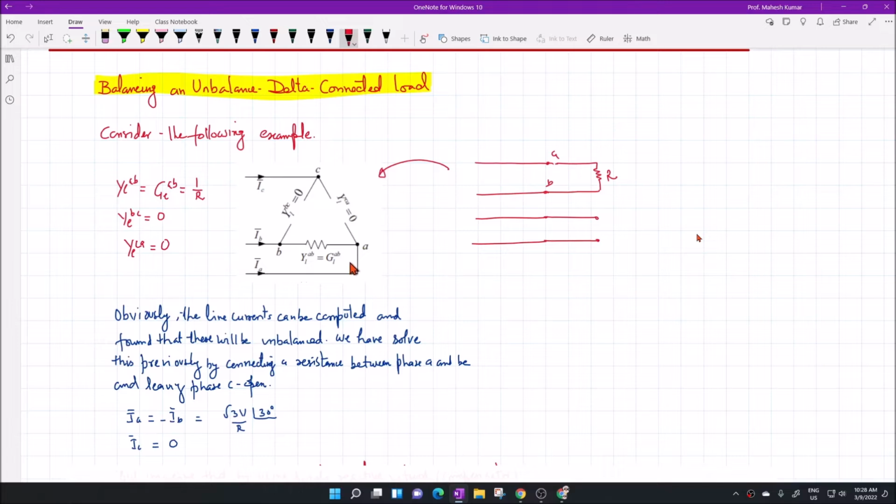We can think of a delta connected load where a resistance is connected between points A and B, as you can see here, and between A and C and B and C there is no admittance, or there is an infinite impedance. Let us say that we denote the admittance of this network as YLAB equal to GLAB, which is equal to 1 by R. So this is nothing but actually 1 by R.